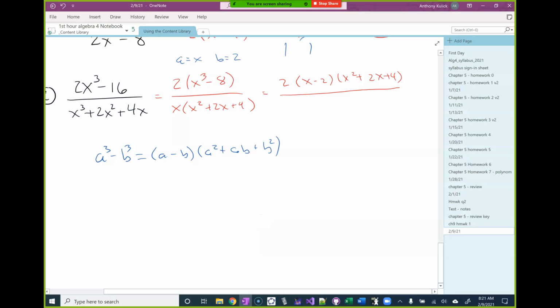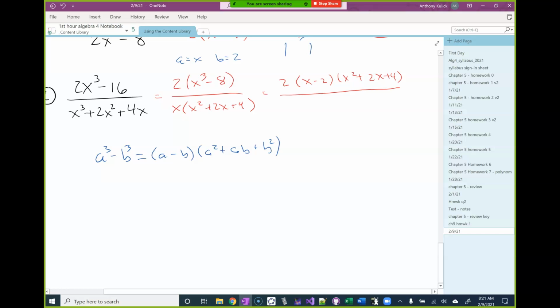All right, let's look at the denominator. X squared plus 2x plus 4. Does that factor anymore? Multiplies to 4 and adds to give us 2. Are there 2 numbers that do that? I should say, are there 2 integers that do that?